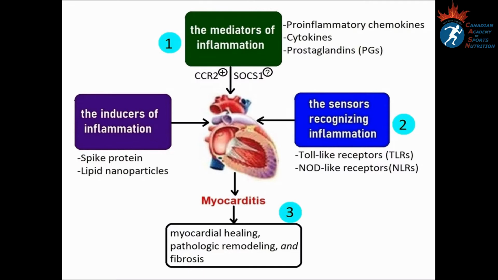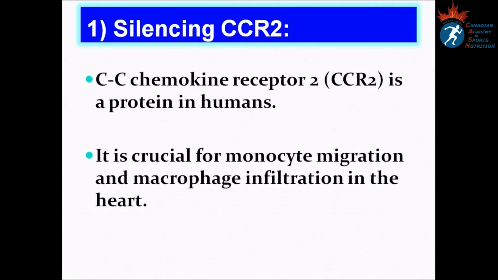In area one, the most important factor involved is CCR2. CCR2 is a protein. This protein has been at the center of much research in medicine for a long time. In people with myocarditis, CCR2 will be upregulated. It will be overexpressed. And if we can silence and downregulate CCR2, we can surely decrease the risk of myocarditis. Silencing CCR2. CCR2 is a protein in humans.